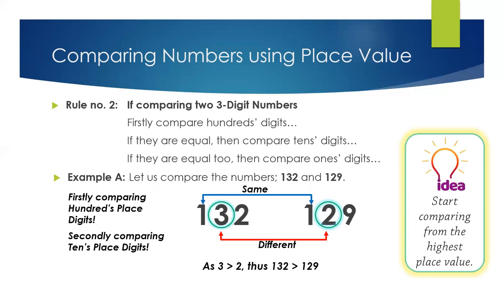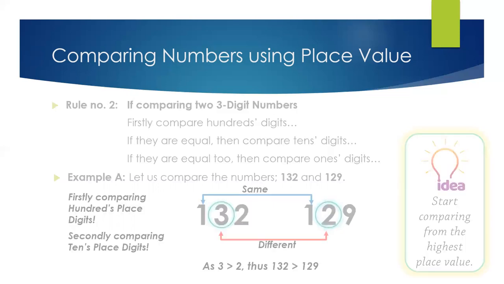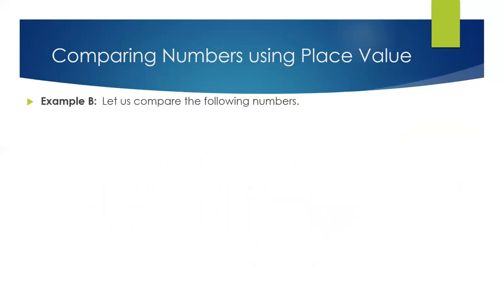Always, whenever you're comparing numbers, start comparing from the highest place value digit. Whenever you are comparing two numbers with the same number of digits, you will always start comparing from the highest place value digit. So let us analyze another example following the same pattern.